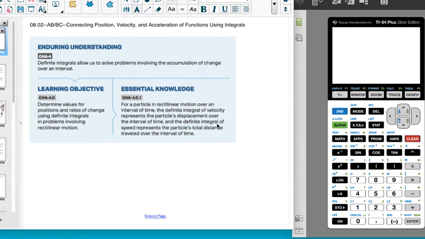All right, this is AP, AB, and BC Calculus. We're doing Unit 8, Section 2, which is connecting position, velocity, and acceleration using integrals. So let's get right to it.